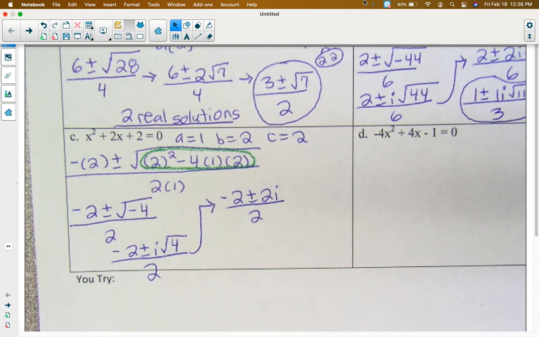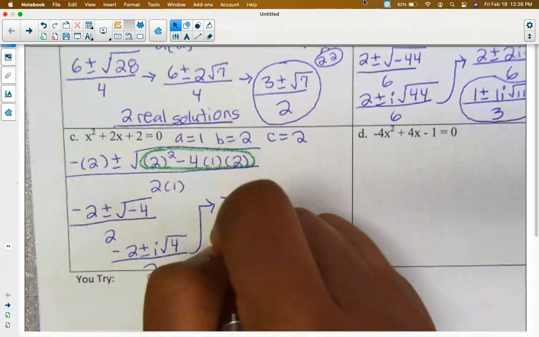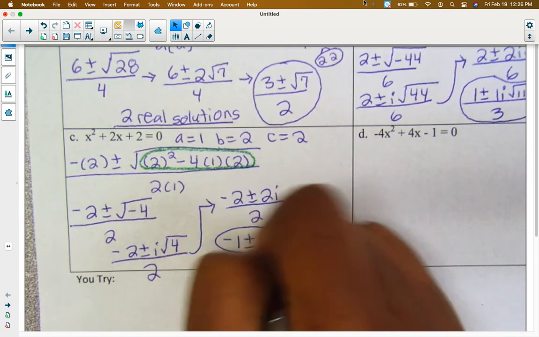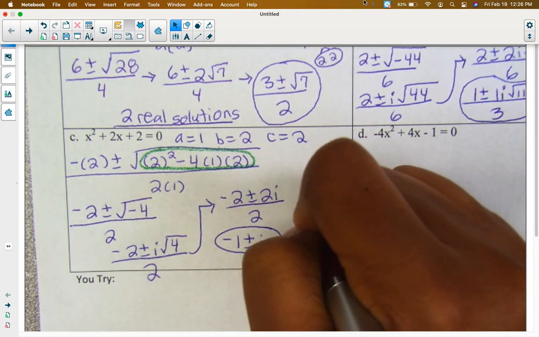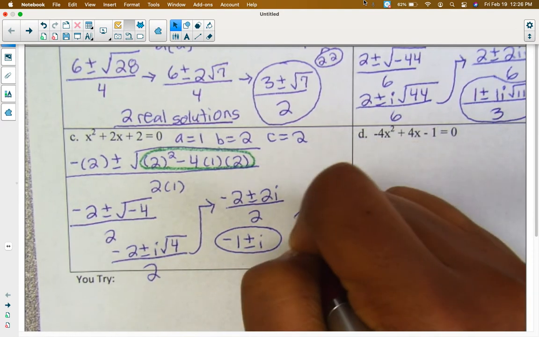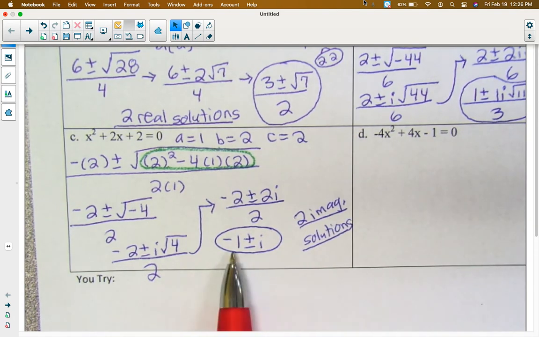If we can break it down, we would break it down. But if we can't, then we would leave it just like it was. But for this problem, I can divide everything by the number 2. Divide everything by 2, and we'll get negative 1 plus or minus i as our final answer. So negative 1 plus or minus i. And this tells me I have 2 imaginary solutions. So one of my solutions is negative 1 plus i. My other solution is negative 1 minus i. So we have 2 imaginary solutions.